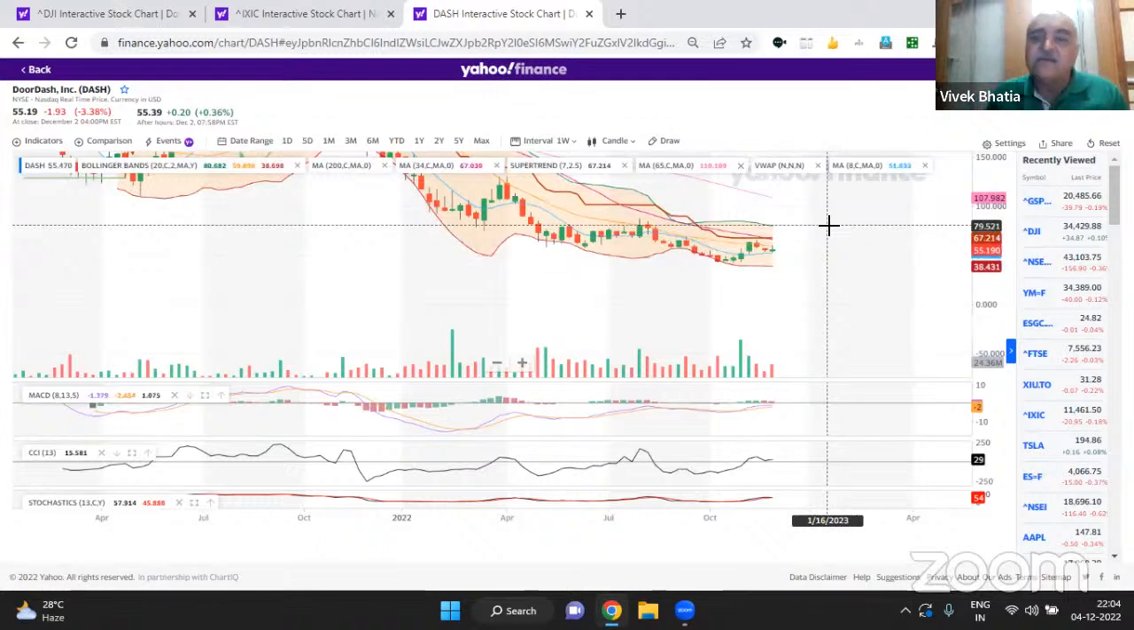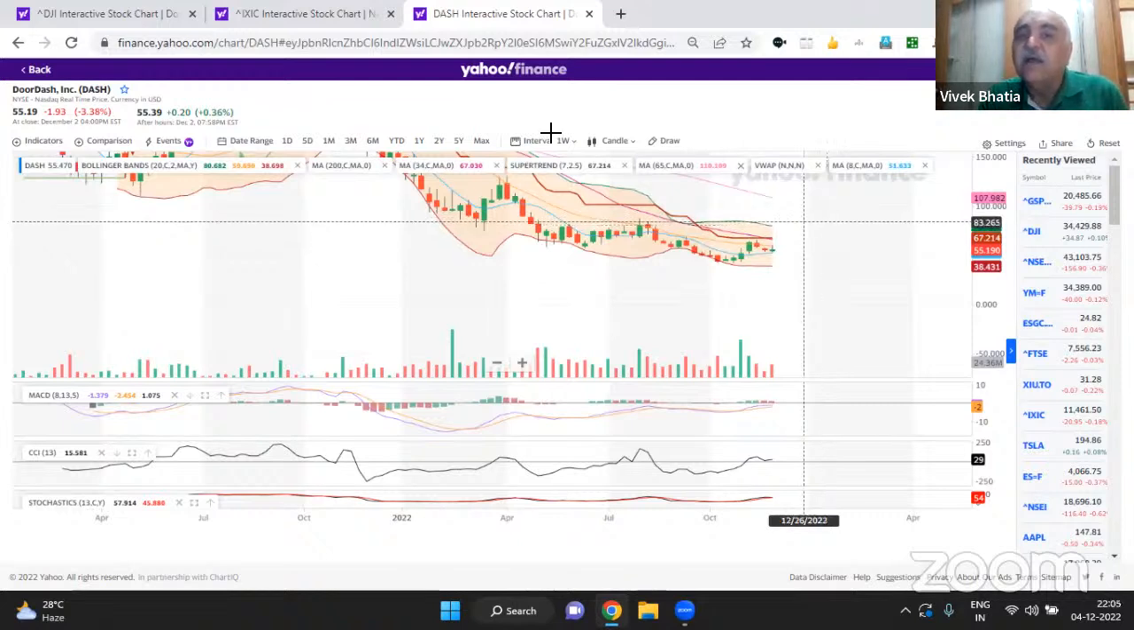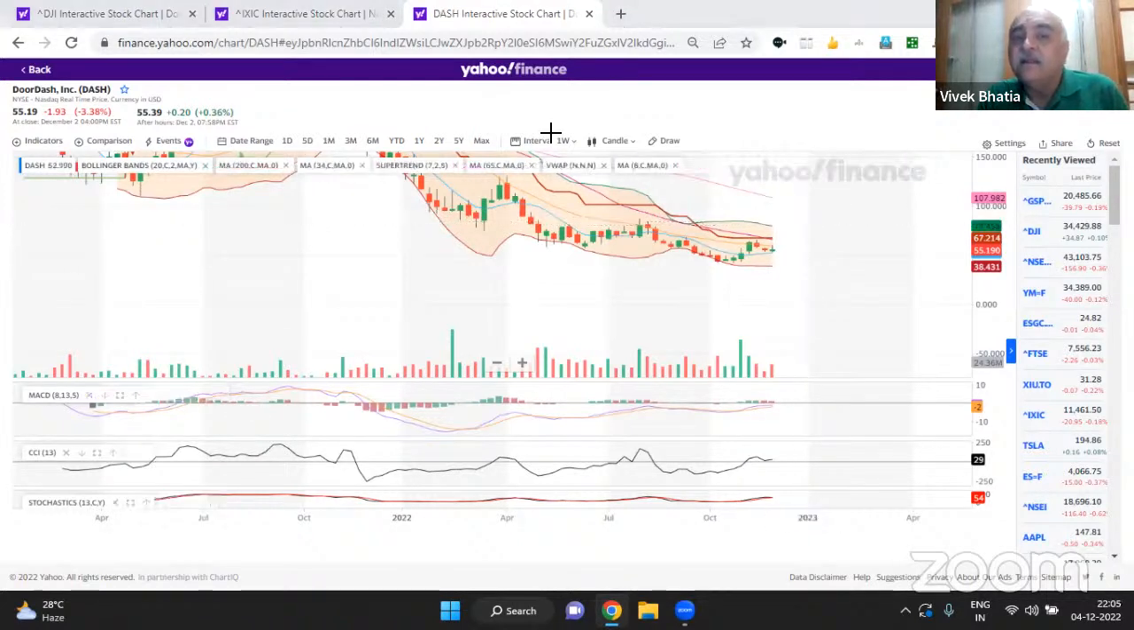So the ideal situation is to book your profits in such a way that your capital gets taken out, and then whatever is left is free for you for whatever you want to do.